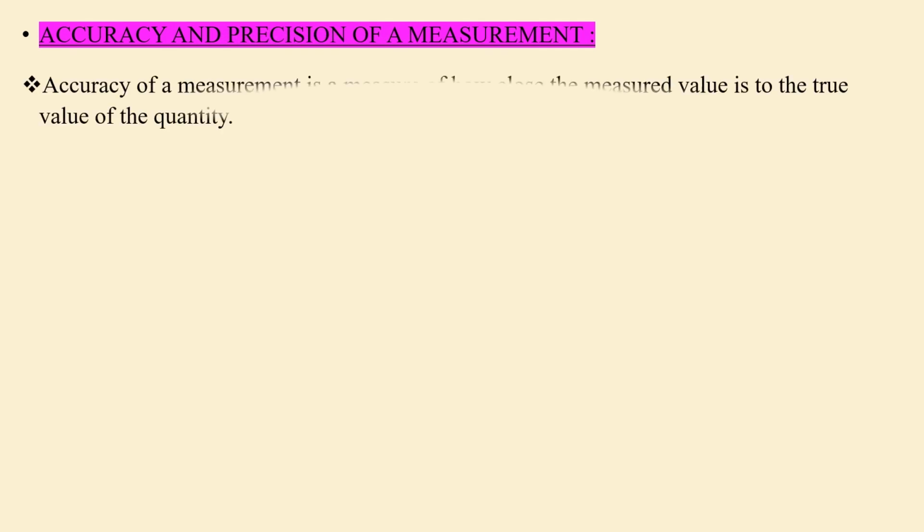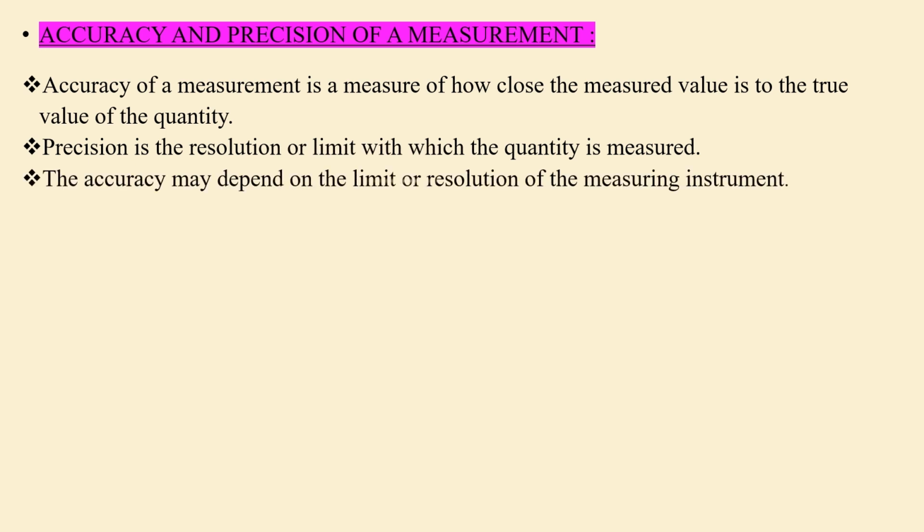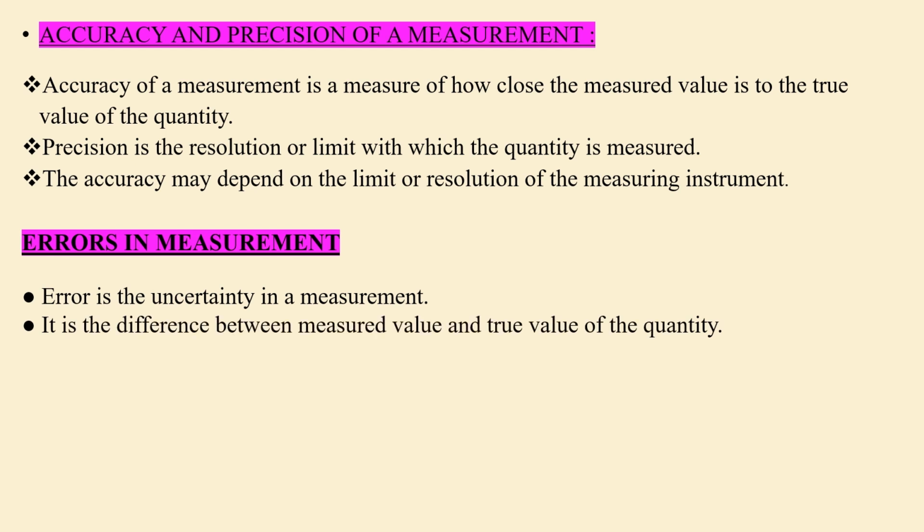Accuracy and precision of a measurement. Accuracy of a measurement is a measure of how close the measured value is to the true value of the quantity. Precision is the resolution or limit with which the quantity is measured. The accuracy may depend on the limit or resolution of the measuring instrument. Errors in measurement. Error is the uncertainty in a measurement. It is the difference between the measured value and the true value of the quantity.